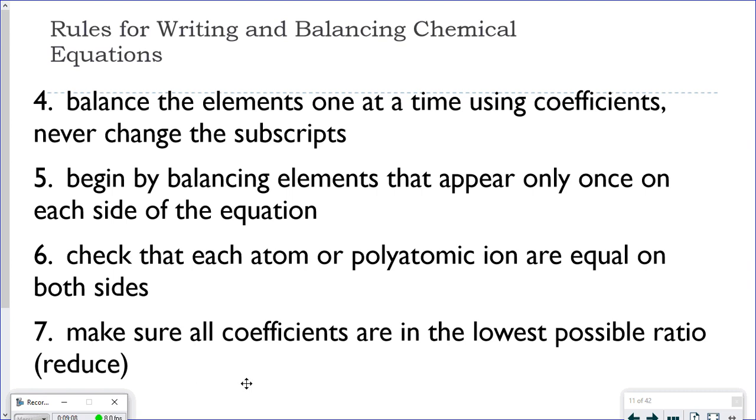I tend to begin by balancing elements that appear only once on each side of the equation, but there's not a set rule for what to balance first. Whenever you think you're done balancing, check that each atom or polyatomic ion is equal on both sides. And then lastly, you want to make sure that all coefficients are the lowest possible ratio. So if all coefficients are divisible by 2, go ahead and reduce it.